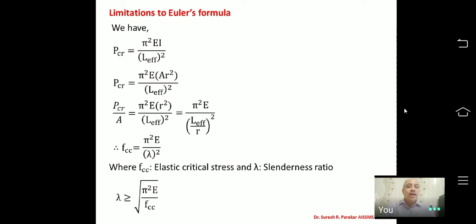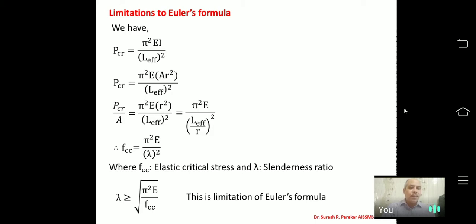So we have simplified it, and in that case we will take FCC on the downside. If lambda is below this, then we have failure due to compressive stress, and above this we have bending stress. Therefore my lambda value should always be greater than or equal to pi square E upon FCC. And this is the limitation of Euler's formula.